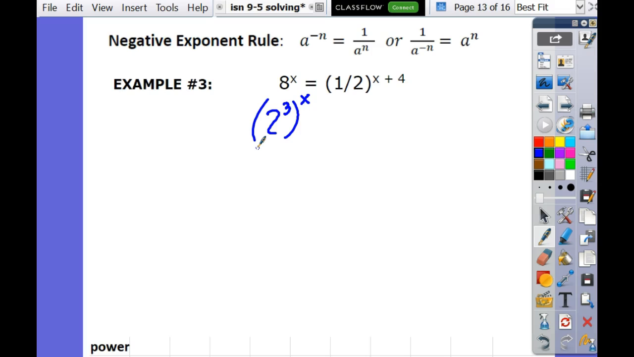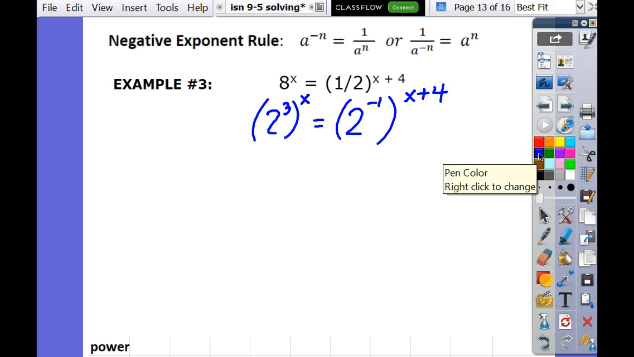But what do I do with a 1/2? Because I know the exponent rule, I know that a fraction can be changed to a negative exponent. 1/2 is equal to 2 to the negative 1 power. A fraction is a reciprocal. The 1/2 is a reciprocal of 2, and 2 to the negative 1 power indicates reciprocal.